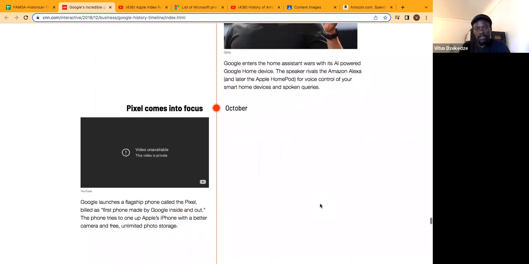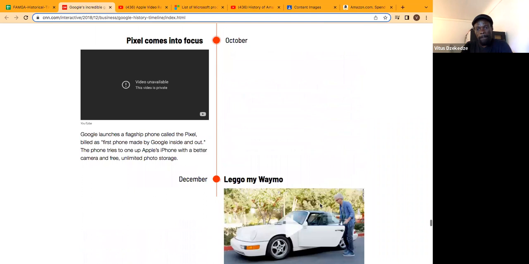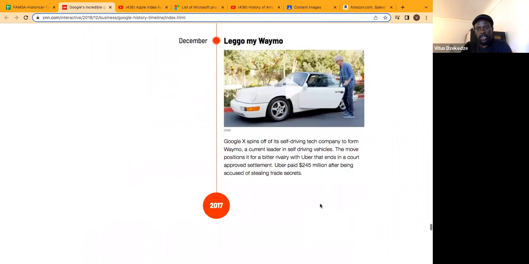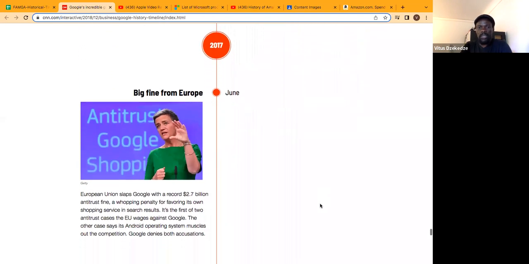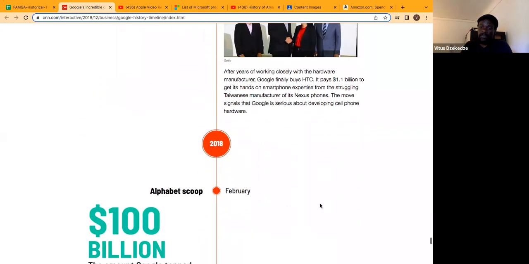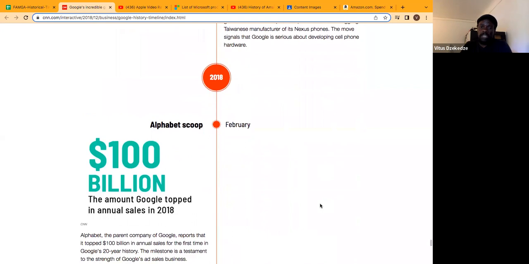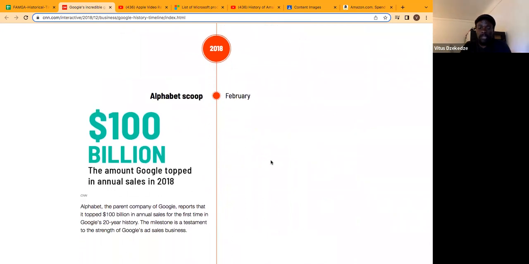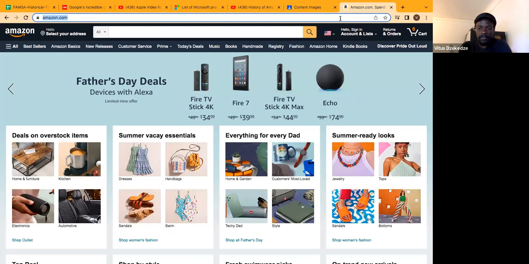Pixel comes to focus. Pixel is a Google phone, a wonderful phone, and so on and so forth. So you can see the history of all these things. It didn't start easily. Those guys gave up a lot, but today they are billion-dollar companies. If you go and search for the top companies in the world on the Forbes list, you'll see Google amongst them.